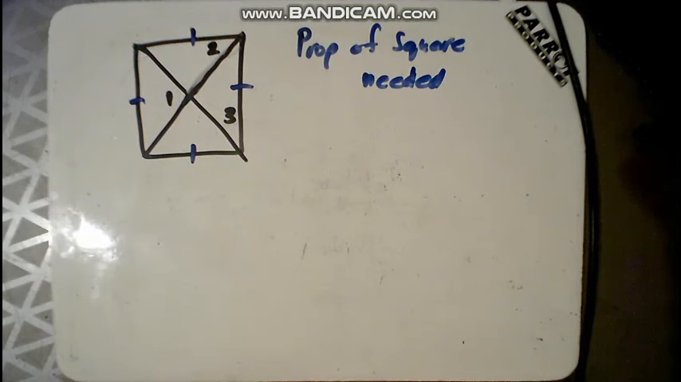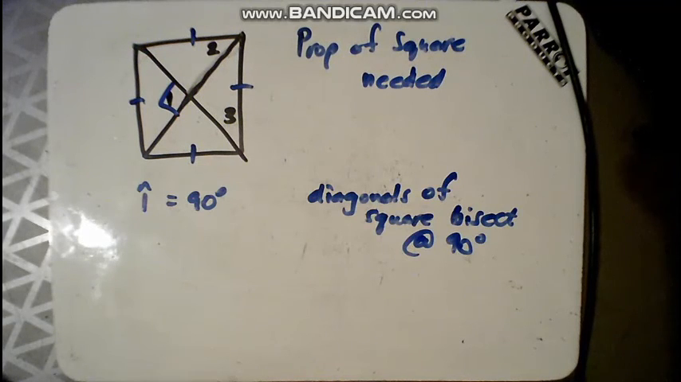And in the next example, we'll need to know all the properties of a square. So you have to know all your properties of all shapes before you can do geometry. So what will angle 1 be? Think about it. Diagonals bisect at 90 degrees, so angle 1 is equal to 90. What will angle 2 and 3 be equal to?